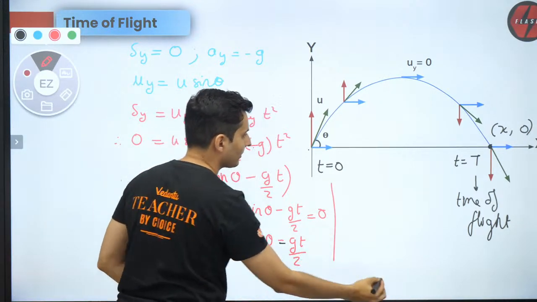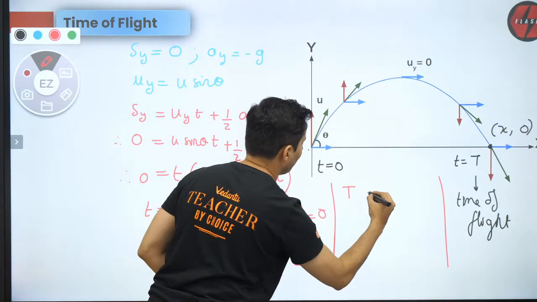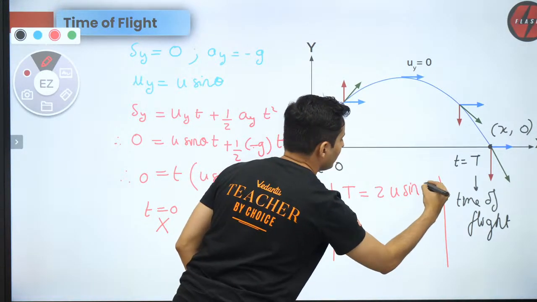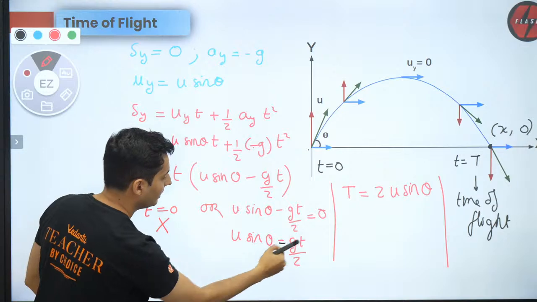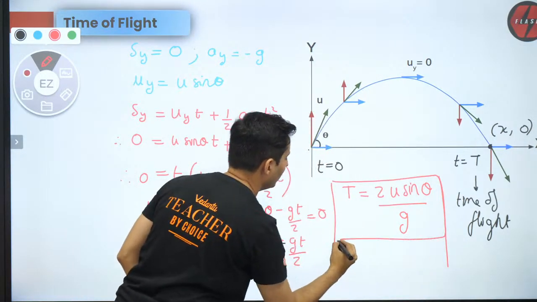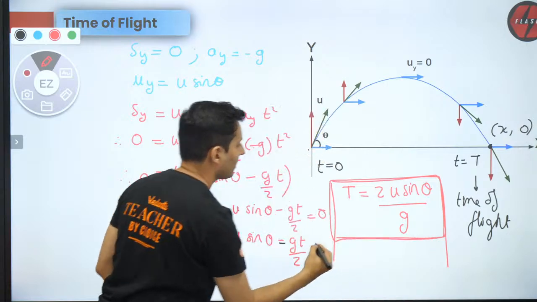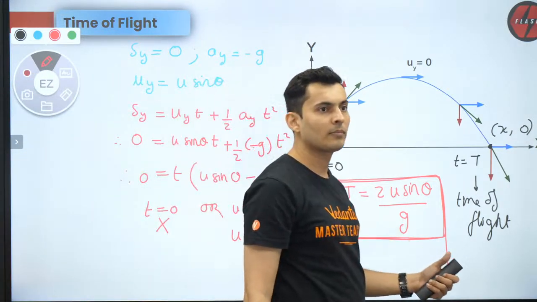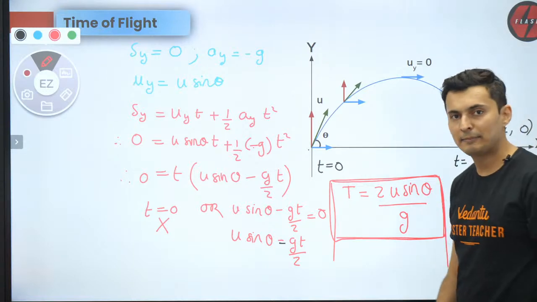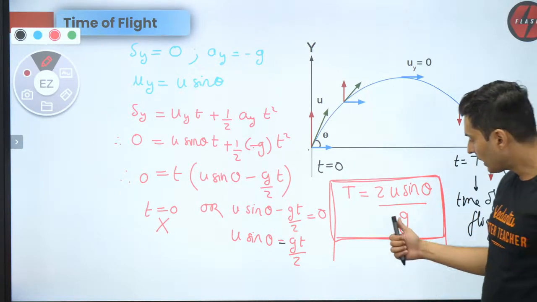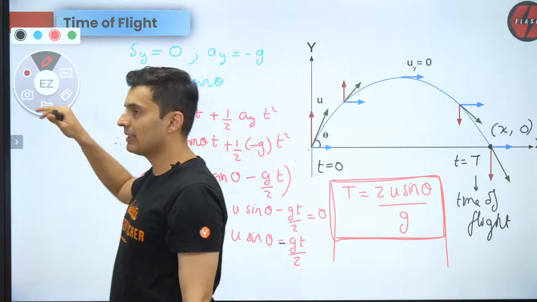Rearrange, you will get the answer. I'll just write it over here. The time that I'll get from here will be 2u sine theta, and that g comes down over here. So that is the formula. I hope this is clear, guys, everyone. Amazing. So that was time of flight. Let's go to the next derivation.